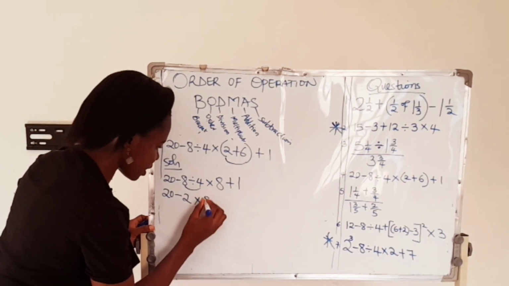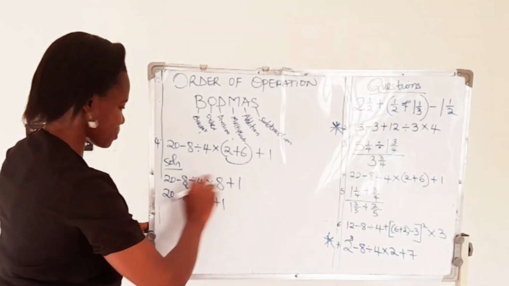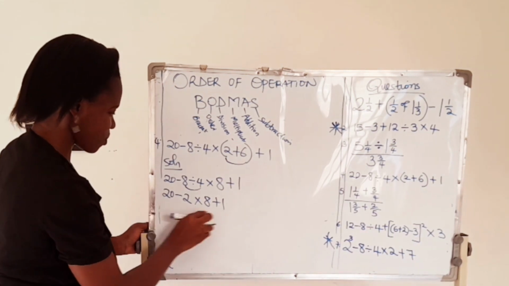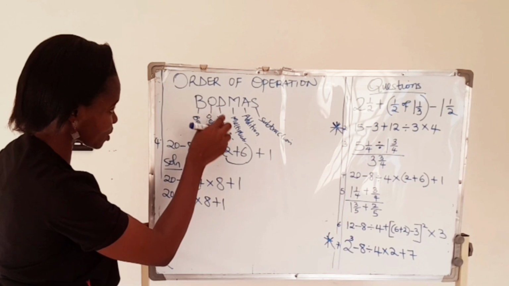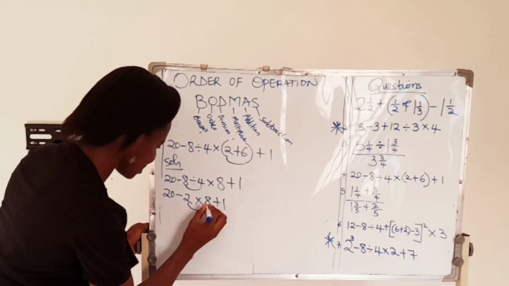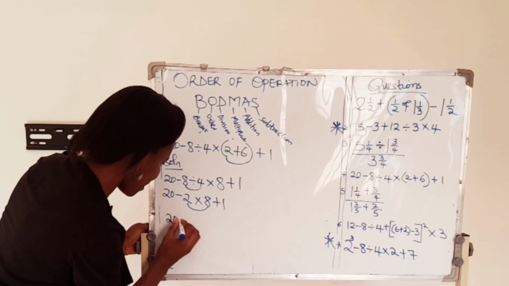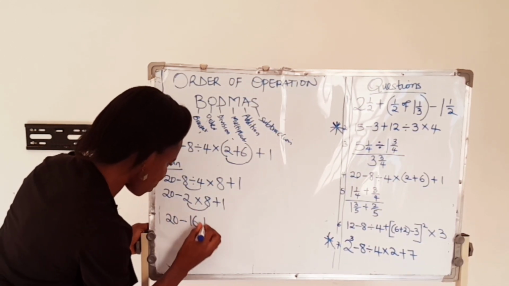Times, I'll bring down my 8 plus 1. Division cleared. Are you following? So division has been cleared here. So here we are left with minus, subtraction, multiplication, and addition. So we go back to our rule. Which one is the next? Multiplication. So I'll solve this. I have 20 minus 2 times 8 gives me 16 plus 1.